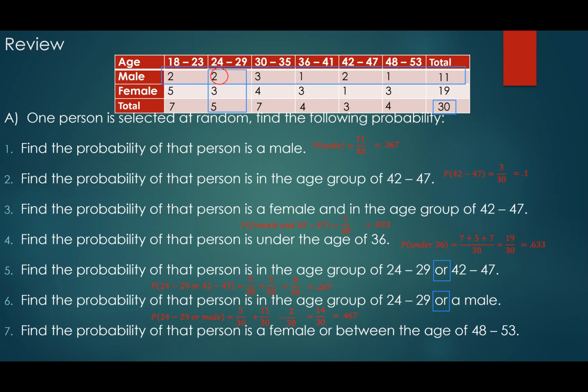Question: why in number 6 do we have to subtract, and why in number 5 do we just add them and call it a day? Any questions on the first 6 problems? All right. If you don't have questions, let me ask you guys, is number 7 a mutually exclusive event or not a mutually exclusive event?